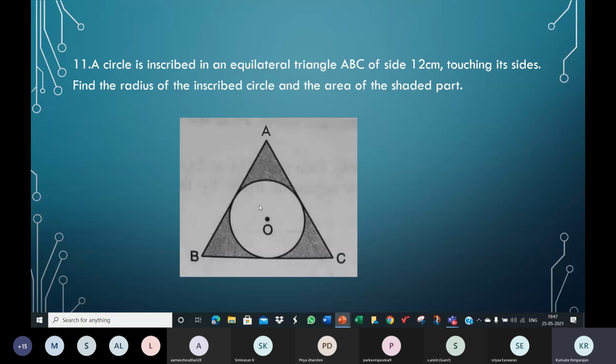You can use the idea of the centroid dividing the median in the ratio 2:1. You can just try that, because you know the side of the equilateral triangle. Using the side, you can find the altitude, and the altitude is the median. So you can use that idea also.